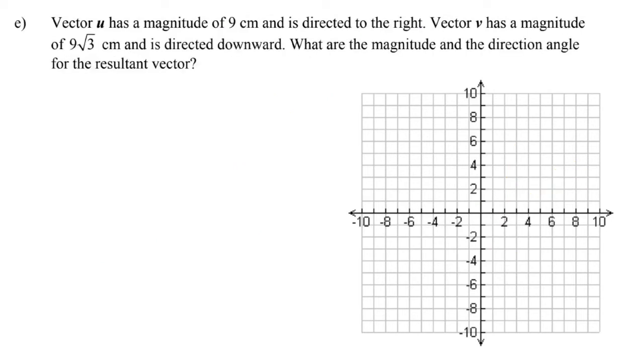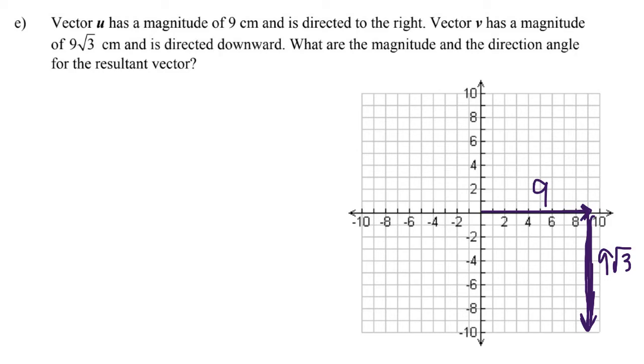All right, for our next problem, we have vector u, and it has a magnitude of 9 centimeters and is directed to the right. So we have something like this. Then we have vector v that has a magnitude of 9 square root of 3 and is directed downward. So it's going to be way down here somewhere. Of course that's not drawn perfectly, but I know that's 9 square root of 3.